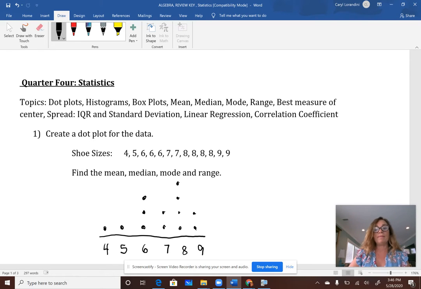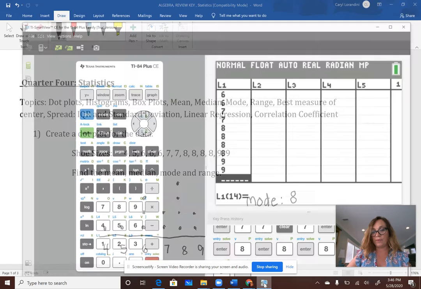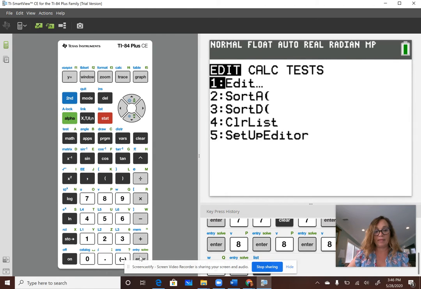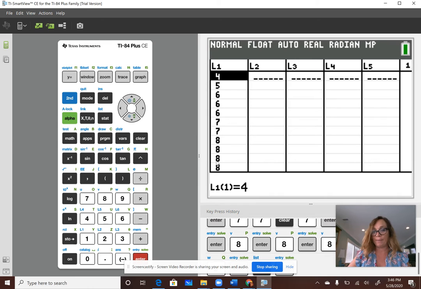Okay? Find the mean, median, mode, and range. Now, mode is the one thing you do without a calculator. It's just the one that appears the most, and the mode is 8. Okay, so the rest you can use with the calculator. So what I would do is enter my data into my L subs. So to do that, you hit stat, enter, and then you just type.